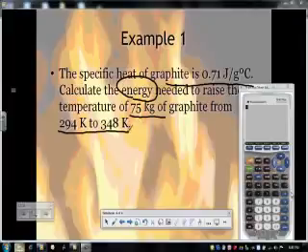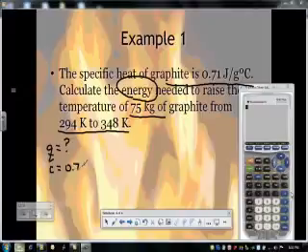Kelvin. So let's make a list of the things that we already know about this. We know we have to calculate the energy. That's your unknown, and we call that Q. So that's what we want to find out. We know that C was the first thing they gave us. The specific heat is 0.71 joules per gram degree Celsius.